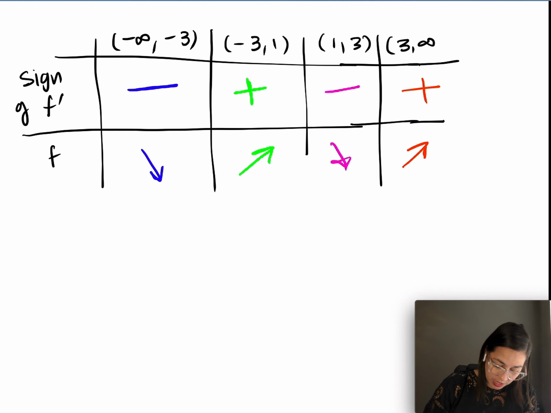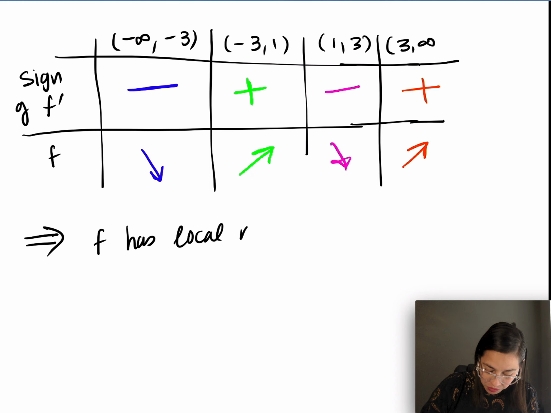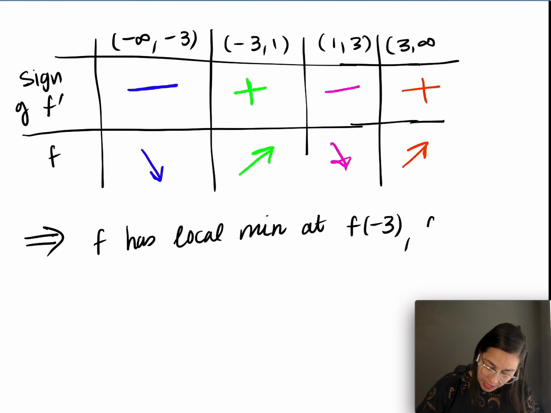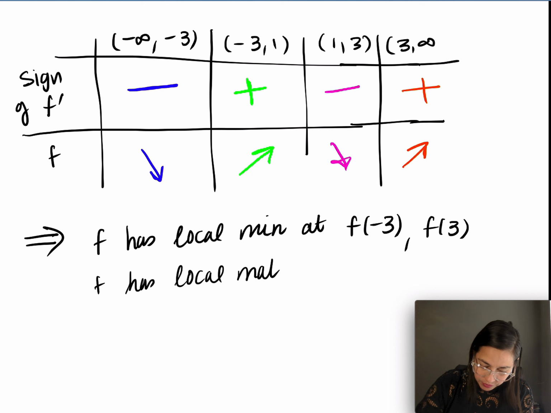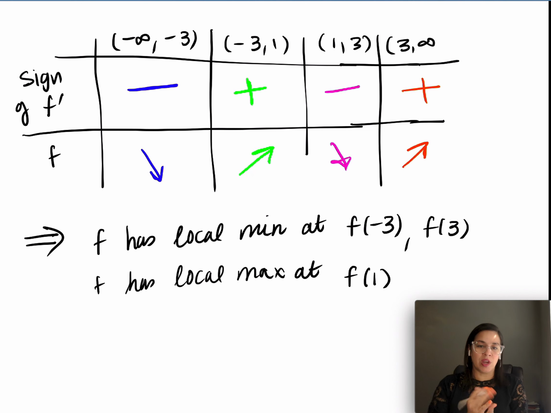So then that tells me that f has local mins at f of -3 and f of 3, which are the places where the sign of the derivative changes from negative to positive, okay? And then f has a local max at f of 1, which is where the sign of the derivative changes from positive to negative, okay? Perfect.